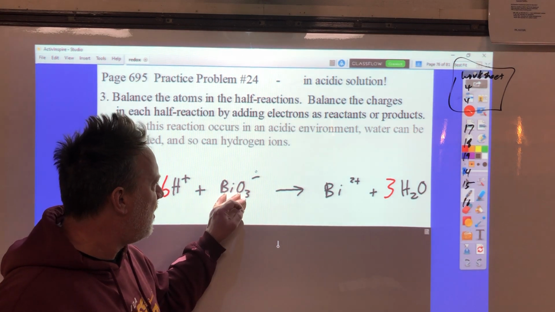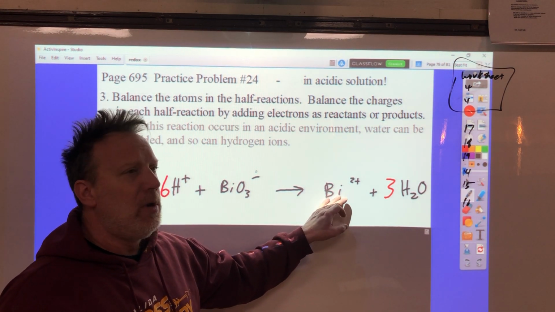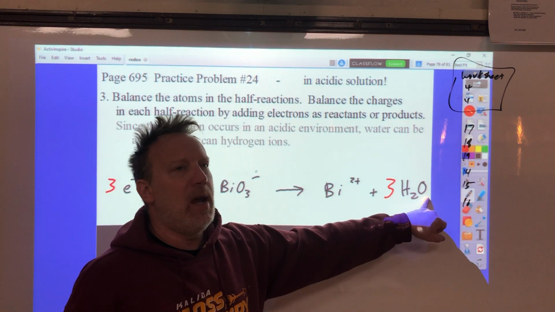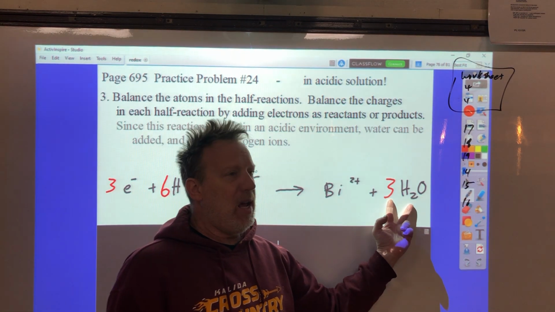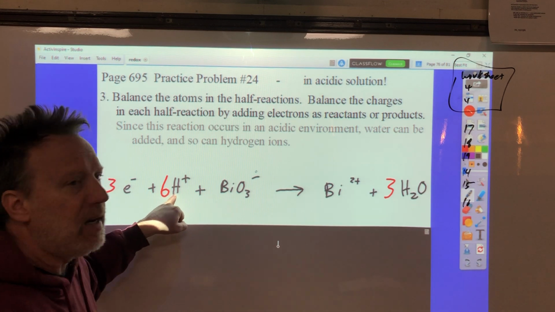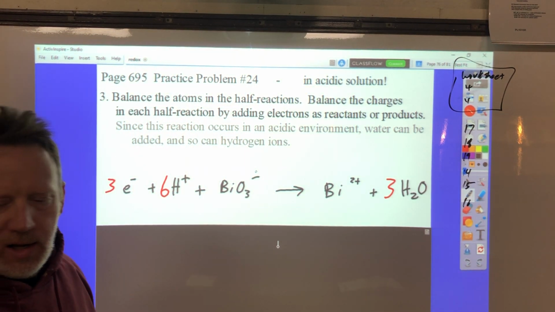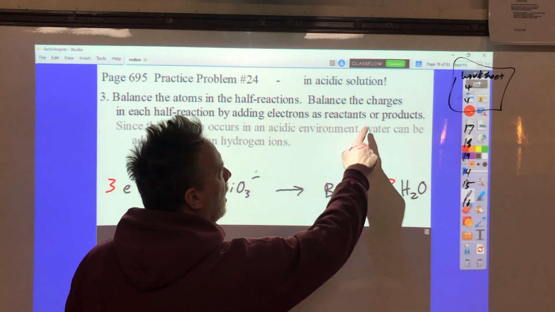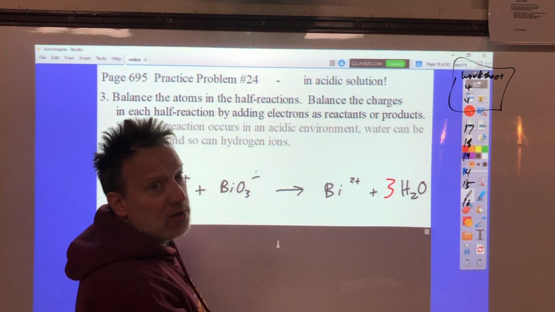So if you got bismuthate ion and you're ending with bismuth 2 ion, we need 3 oxygen over here, so we add 3 water so we can get the oxygen. That means we have 6 hydrogen. So I have to add 6 hydrogen ions over here. And now we can put our electrons in. You do that by balancing the charges.